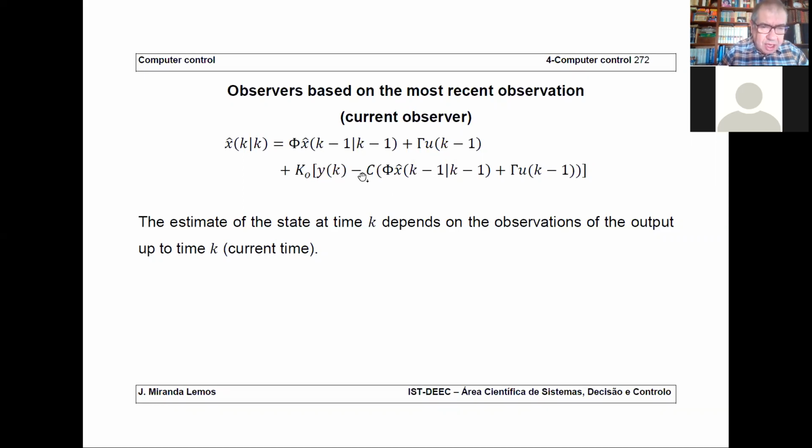You can find a more detailed discussion of the current observer in the notes. There are some notes that I wrote, and they are in Phoenix. It's a companion to lab work.